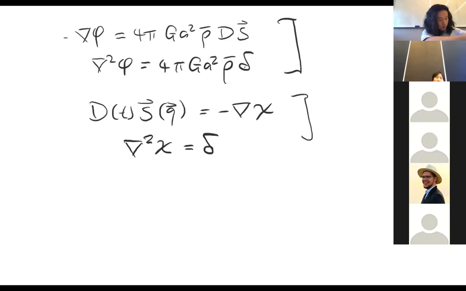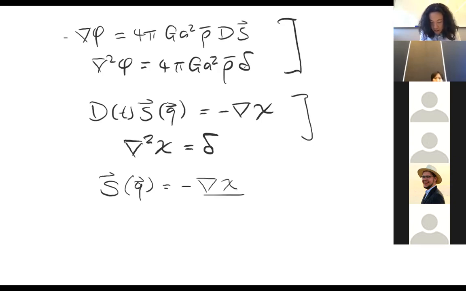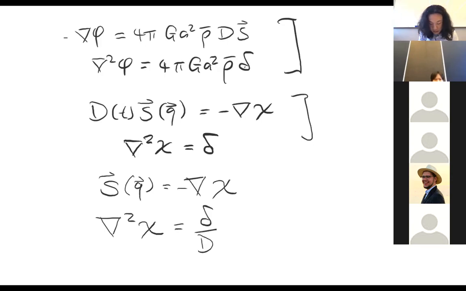So yeah, we can redefine chi a bit. Rather than having chi being a time-dependent field, because right now chi depends on both D and S, we redefine chi to be time-independent. So we call S of q minus del of the old chi divided by D. So this would just be our new chi, which is no longer dependent on time. And so del squared chi is equal to delta on D of t.